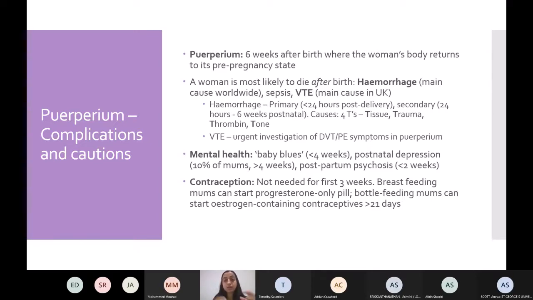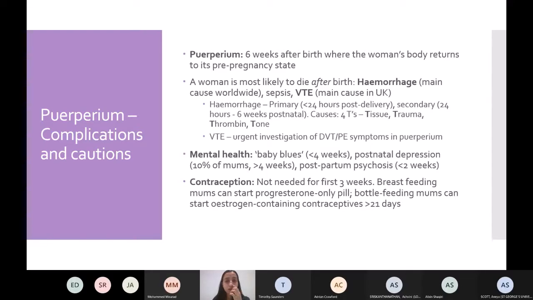The way that you deal with that is that you apply pressure, you apply tone on the uterus to help it contract more, and then you can give uterotonics additionally to help that uterus contract more. Trauma, we're talking about things like lacerations, vaginal tears, episiotomy. Tissue, we talk about retained products of conception. This can present immediately, or sometimes women come back with increased bleeding after they've gone home, after the first 24 hours, for example.